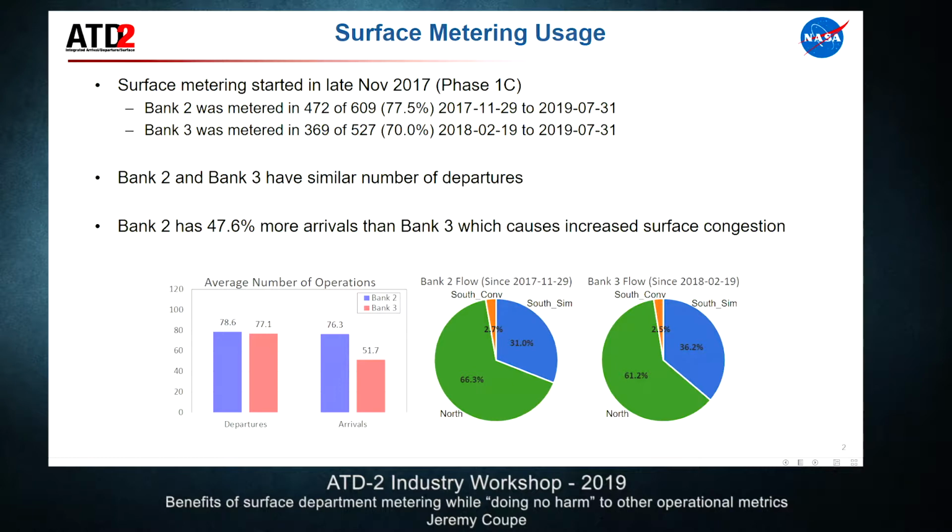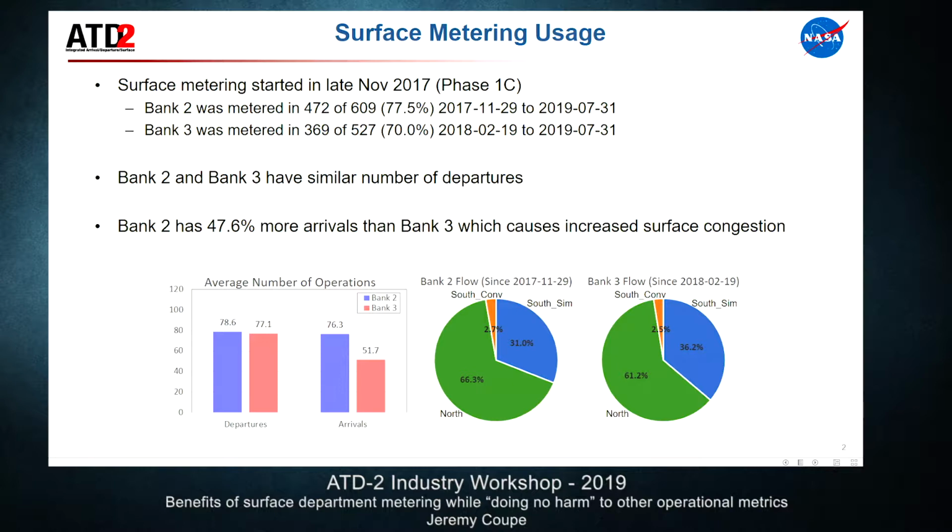But to give a high level view, since the start of ATD-2, Bank 2 has been metered in 472 distinct days, which is about 77% of our overall traffic during this time period. And Bank 3 was metered in 369, or about 70% of the traffic, between February 2018 and July 2019. So you can see here that Bank 3 was metered slightly less than Bank 2.